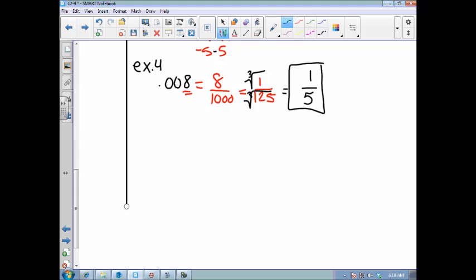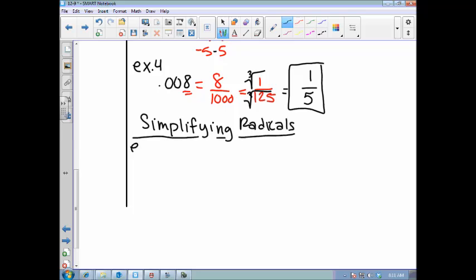Alright, then we're going to go to simplifying, which you guys already know how to do. We're just going to add in different powers of the radical. Simplifying radicals, example 5. Square root of 81 x to the 4th.